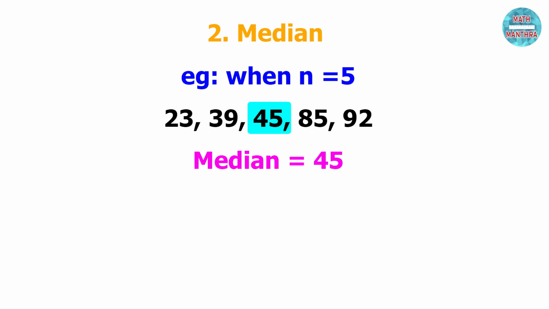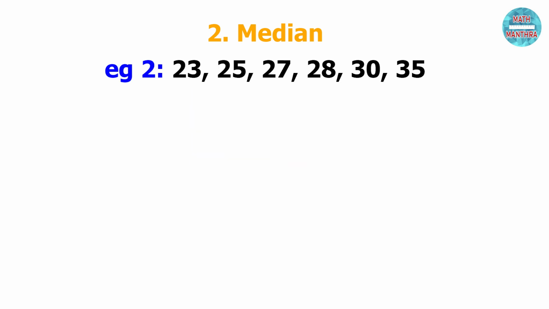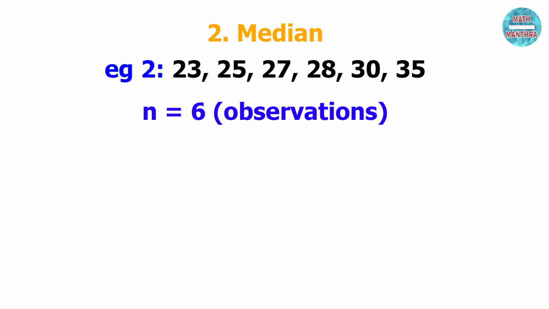Now see another example: 23, 25, 27, 28, 30, 35. For this data there are 6 observations and they are also arranged in order. It's already in ascending order. If not, you have to write the data in ascending order or in descending order. Any one order we have to arrange the data in before we find the median of the data.